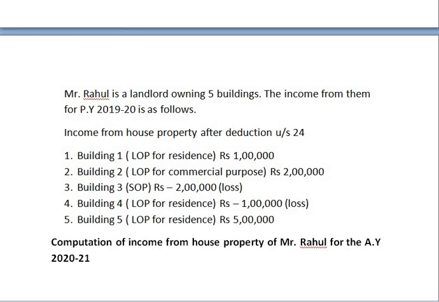Building 3, self-occupied property, which is 2 lakh, minus 2 lakh indicates loss. Then building 4, let out property for residence, minus 1 lakh means it is loss. And building 5, let out property for residence, rupees 5 lakh. With this information, you are asked to compute the income from house property for the assessment year 2021. Let us start solving the sum.